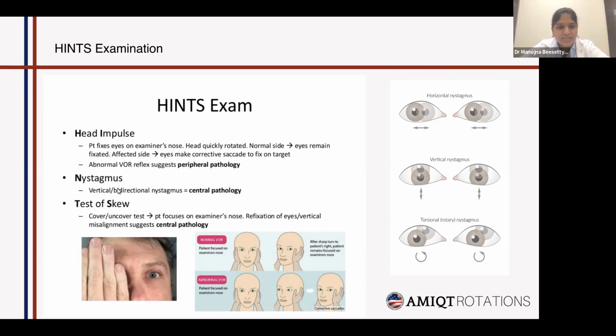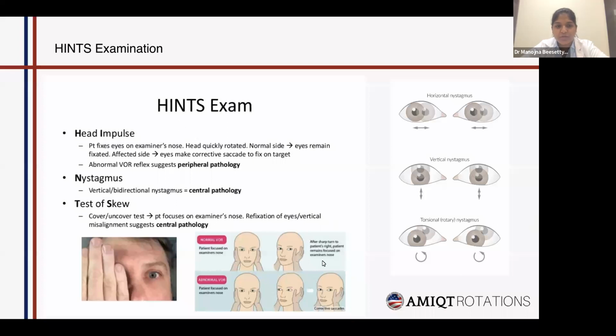And then coming to the nystagmus, in peripheral pathology the nystagmus is usually unidirectional and horizontal. In central causes of vertigo, the nystagmus could be horizontal, vertical, or torsional, so it is bidirectional. Also, suppression of nystagmus when the gaze is fixed suggests a peripheral pathology, and nystagmus evoked by eye movement suggests a central pathology.